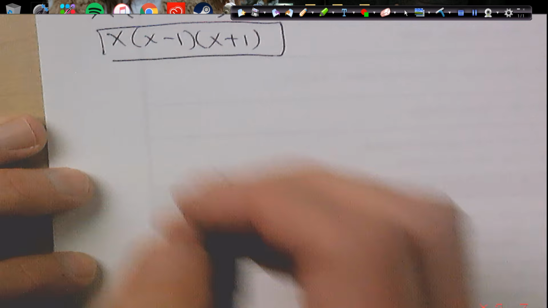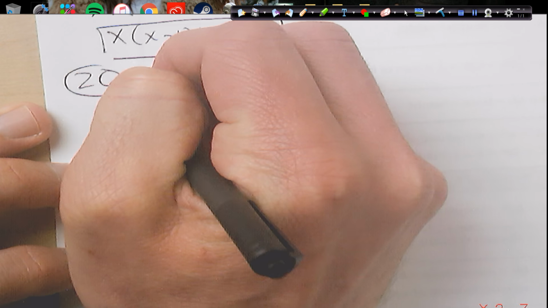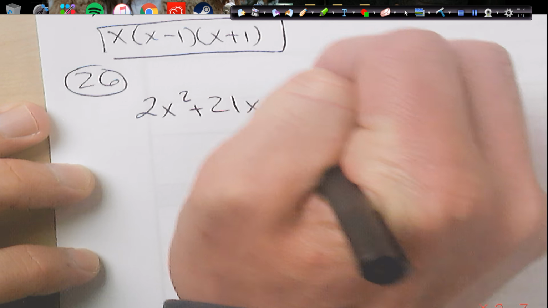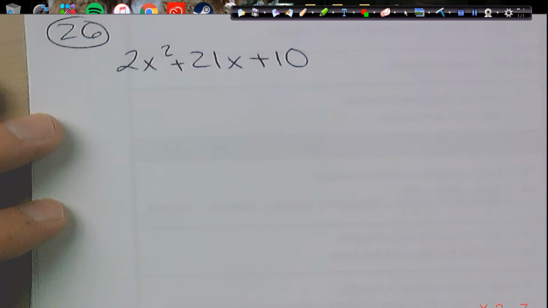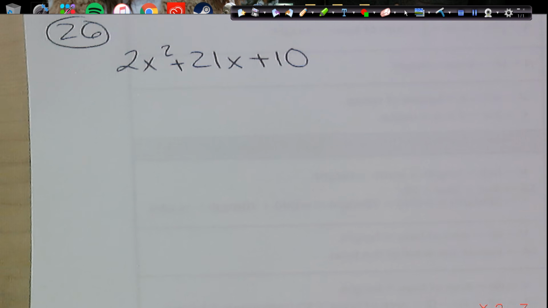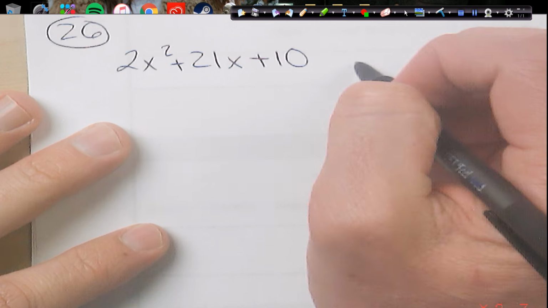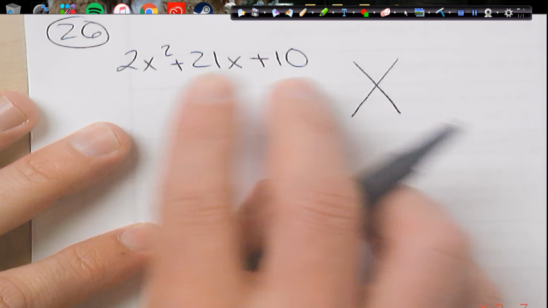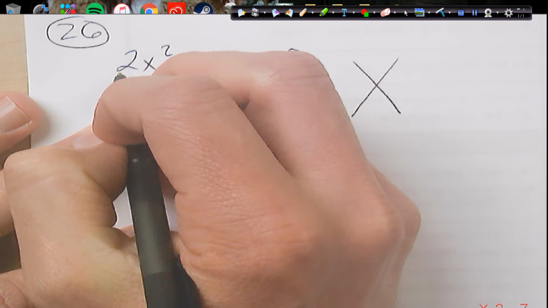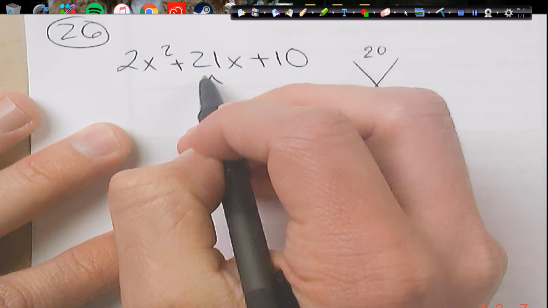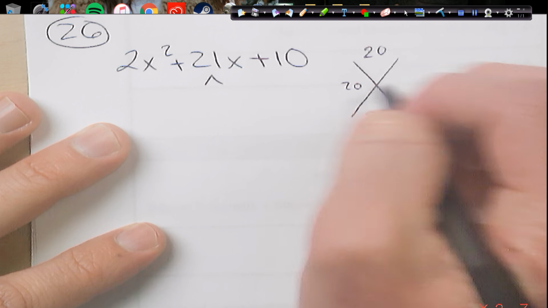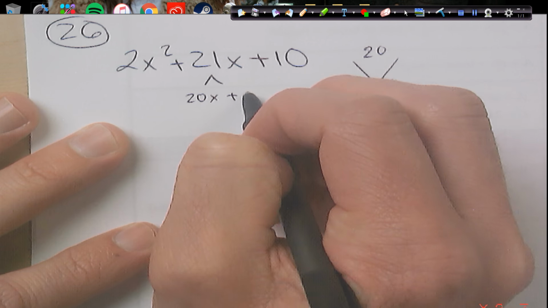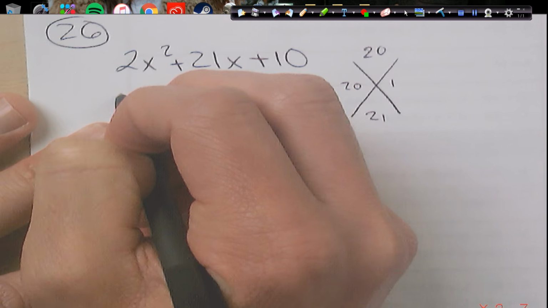26. We get 2x squared plus 21x plus 10. On this problem here, we have a number in front of the x squared that's bigger than 1. Because of that, we need to go ahead and split the middle term. To find out what those two numbers are going to be, we're going to go ahead and use our x factor. 2 times 10 is 20. The middle is 21, so we're going to use 20 times 1. And we'll get 20x plus x plus 10 and 2x squared.